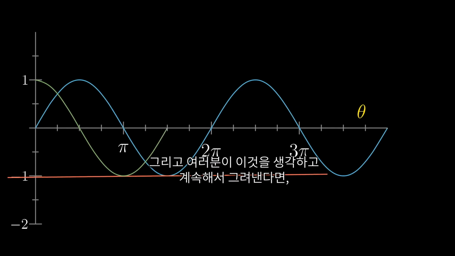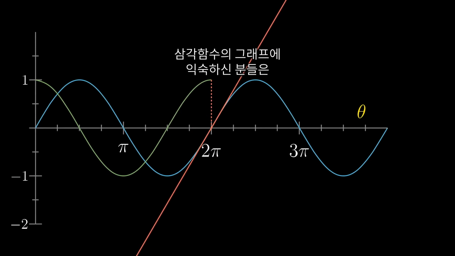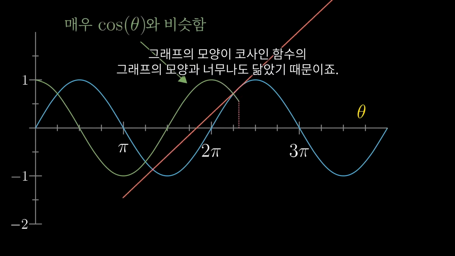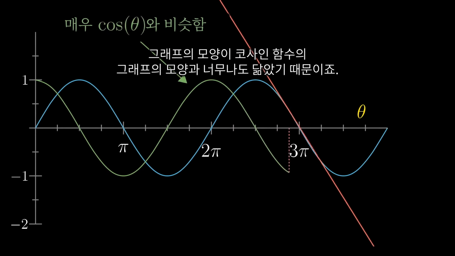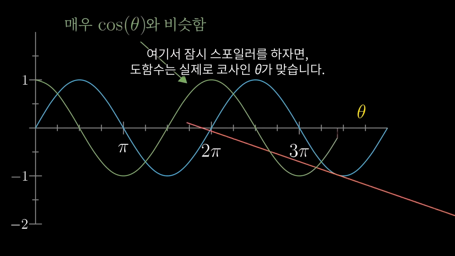And as you continue thinking this through and drawing it out, if you're familiar with the graph of trig functions, you might guess that this derivative graph should be exactly cosine of theta, since all the peaks and valleys line up perfectly with where the peaks and valleys for the cosine function should be. And spoiler alert, the derivative is in fact the cosine of theta.